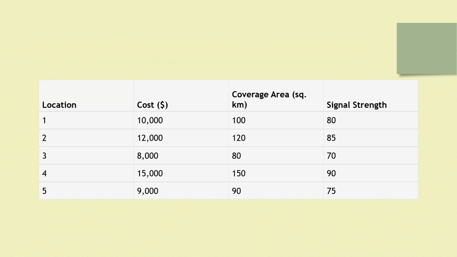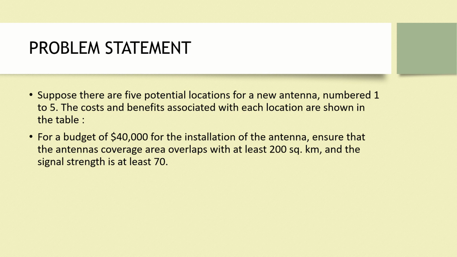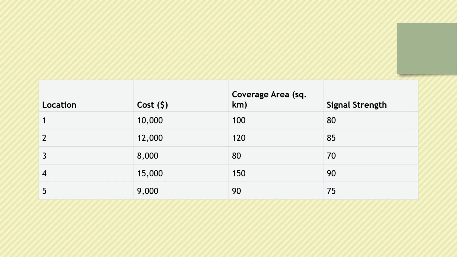So this is the table and these are the benefits associated, and they ask that the least signal strength should be 70, and here everything is 70 and above, so we can consider all the antennas here. So now we will convert this into a linear programming problem.